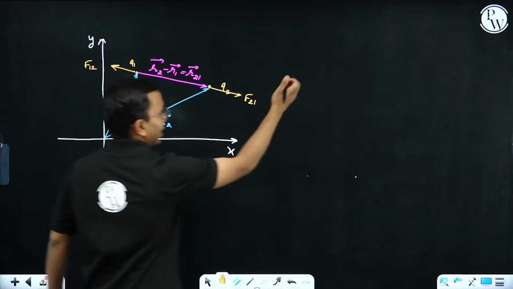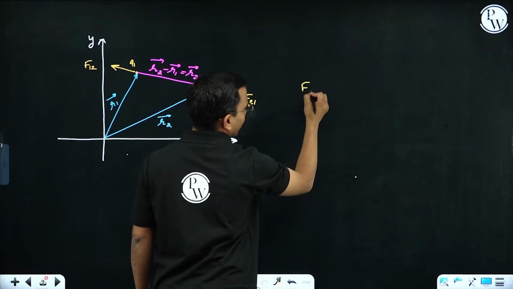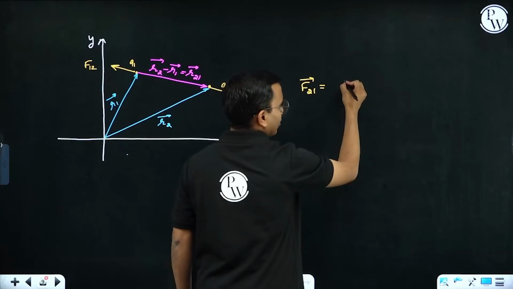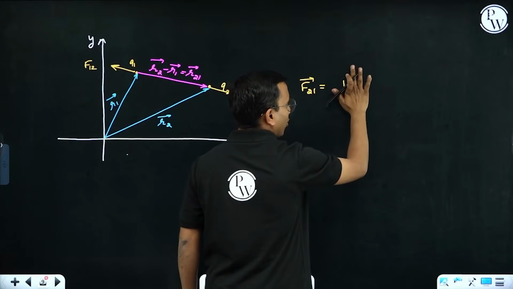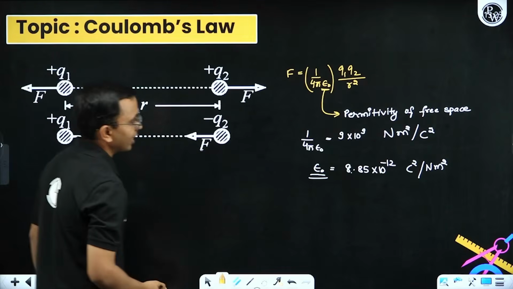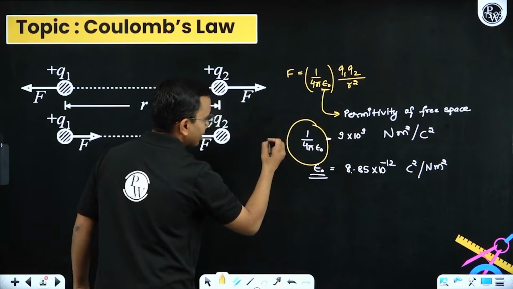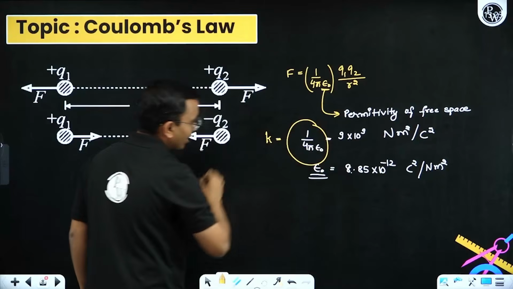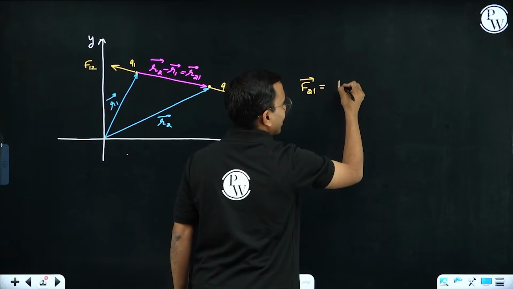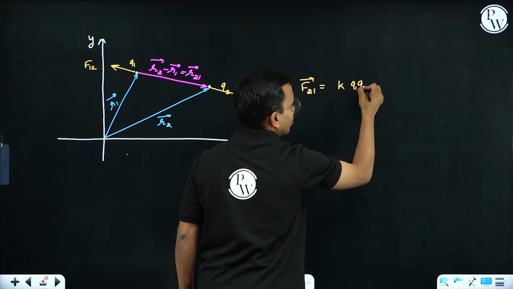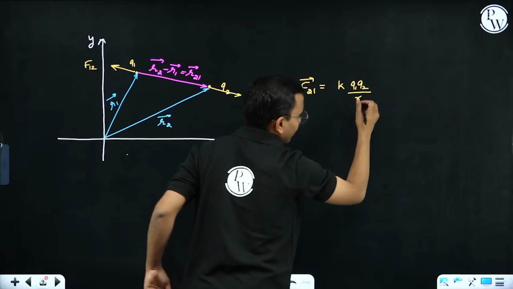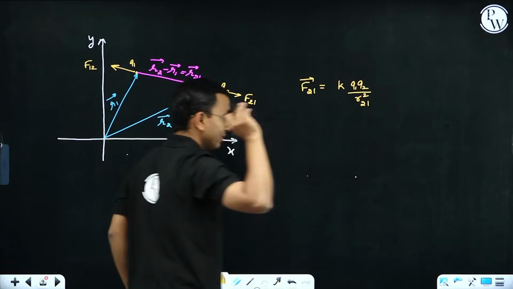Okay, so if I write now force on 2 due to 1, first of all, let us write the magnitude. How much is the magnitude? 1 by 4 pi epsilon naught. Now, this 1 by 4 pi epsilon naught, we write sometimes as k, small k, a constant. So I'll say this is k q1 q2 divided by r, what is the distance? r12, the magnitude of that vector. So, r12 square. This is the magnitude.